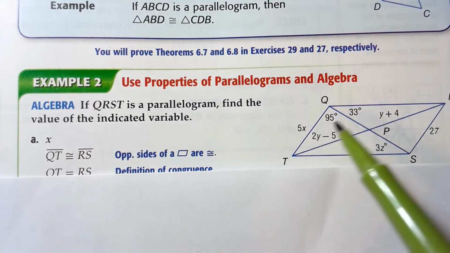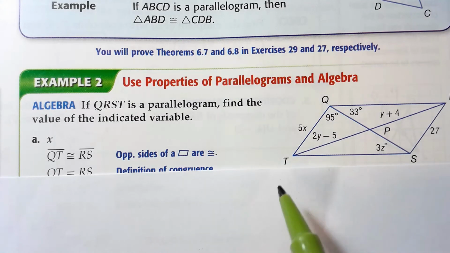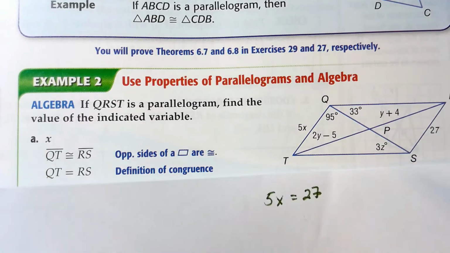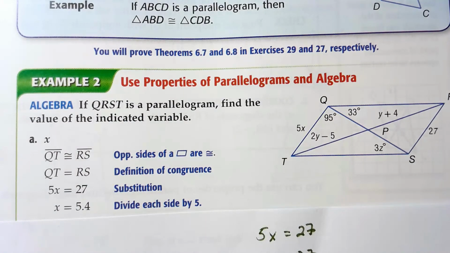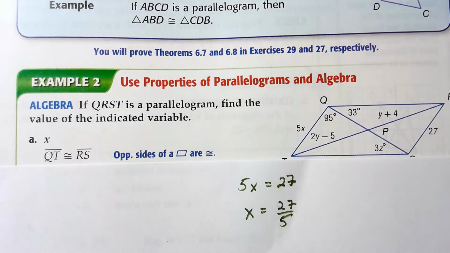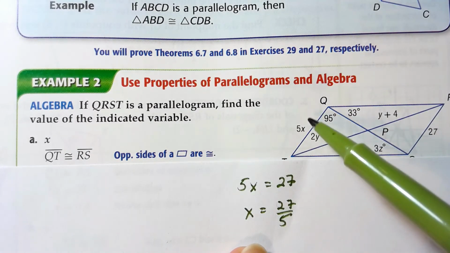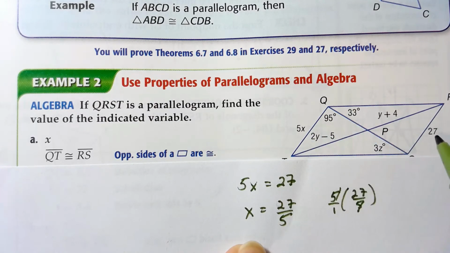I can find x really easily. Since this is a parallelogram, I know that TQ is congruent to RS, so 5x is equal to 27. So x is equal to 27/5. If I use my calculator, I get 5.4, like you see here in the book. And by the way, 5 times 27 over 5, the 5's cancel and you get 27, so those two are equal. So x was real easy to find.